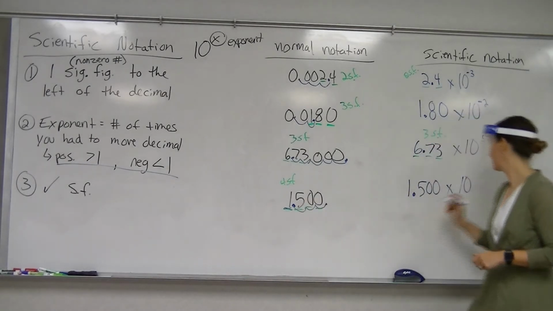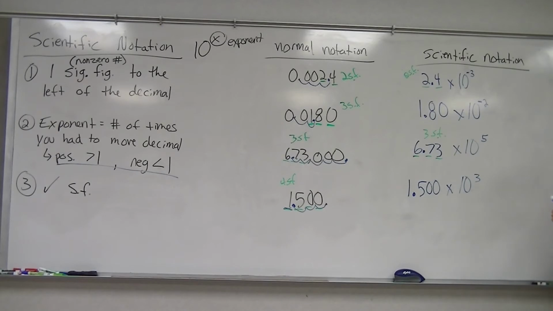3 times, yeah. Is it going to be positive or negative? Positive, right? I moved to the left. The original number was greater than 1, so we keep it positive. I'm having problems on first though, trying to figure out how do you figure out where the decimal goes. So you're going to put it so there's just one non-zero number to the left.